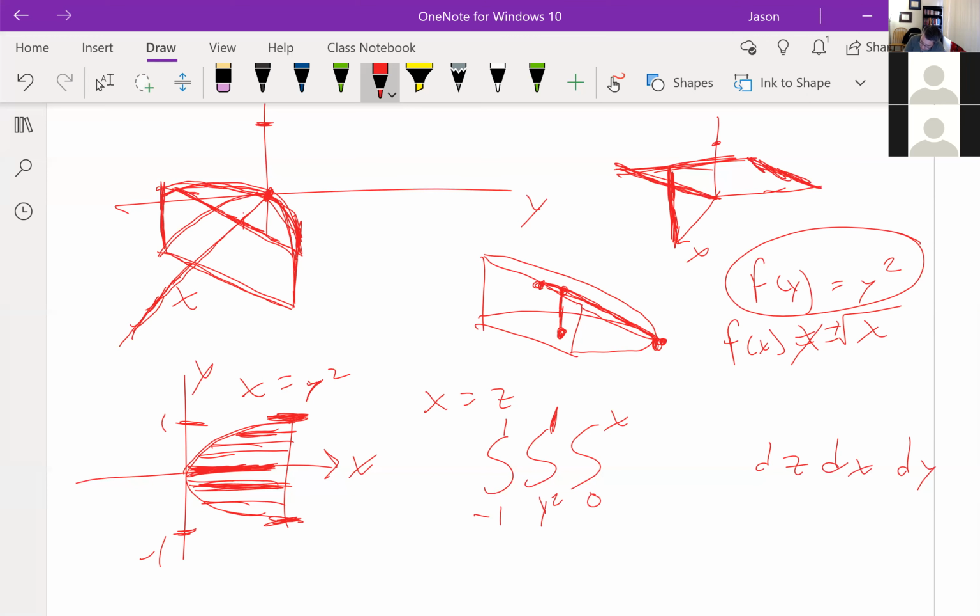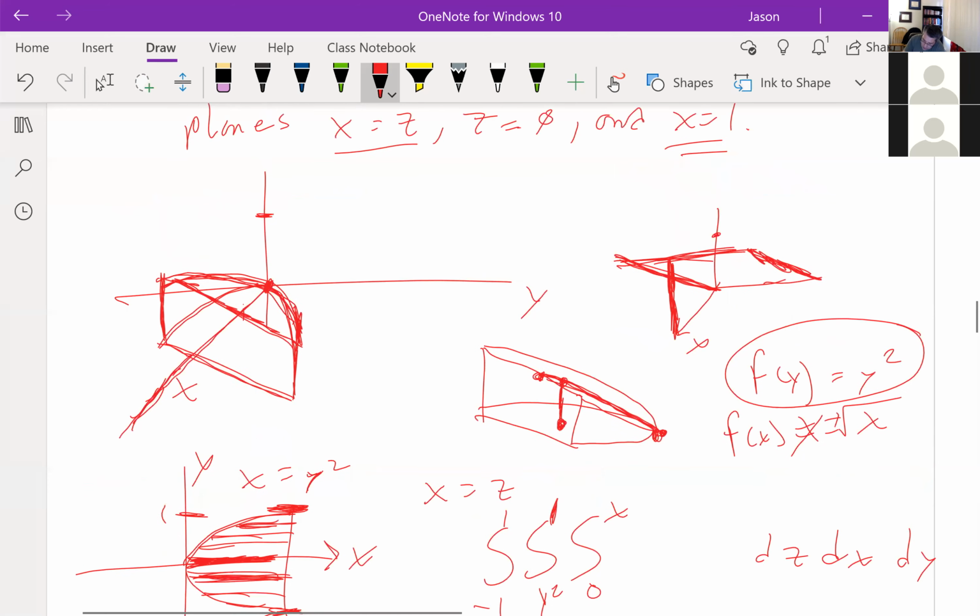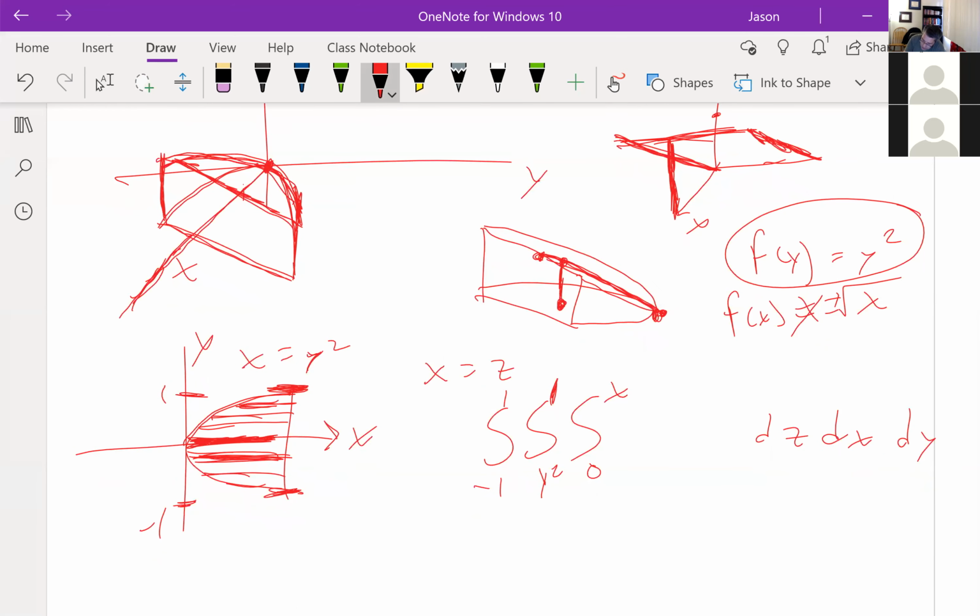So this is going to be z, and then what is this? Well, it depends on what we want to find. If we just want to find the mass, we just put rho. If we want to find the moment about the x-axis, we put x. The moment about the y-axis, we put y. The moment about the z-axis, we'd put z.